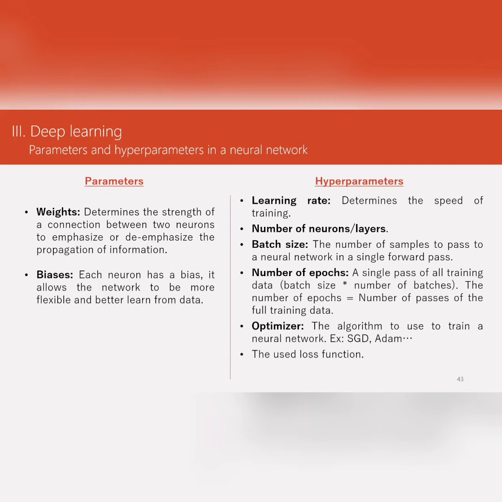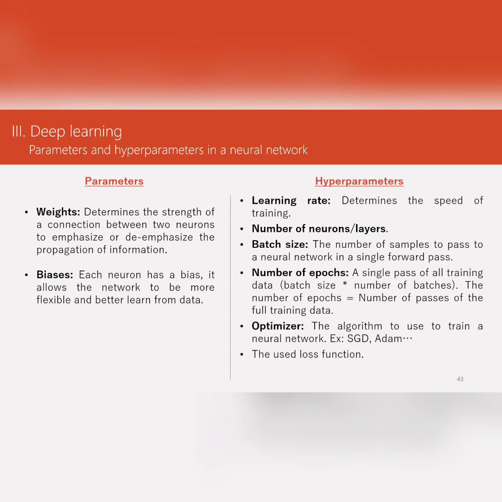Regarding the hyperparameters, well, they are set when we create our model. In a neural network, we have the learning rate, which determines the speed of training. In other words, how much we change the weights values when updating them. We also have the architecture of the neural network, for example, the number of layers or neurons. The batch size is also an important concept to understand. So it is the number of samples that we pass together to the neural network while training it.